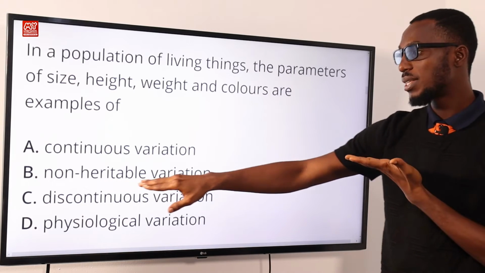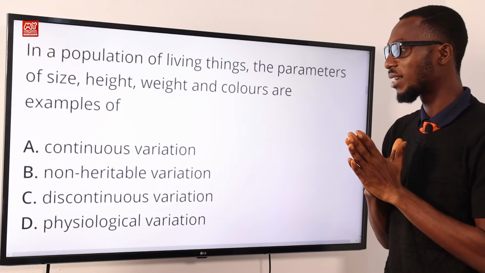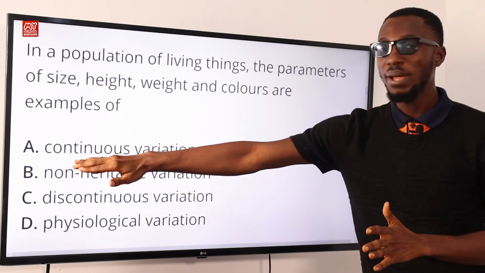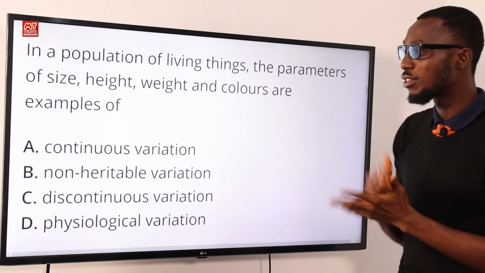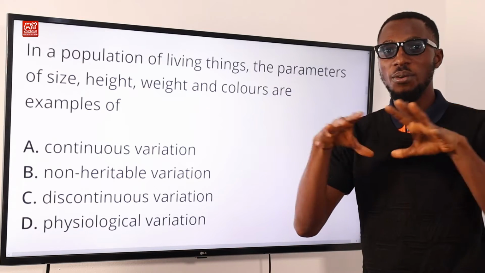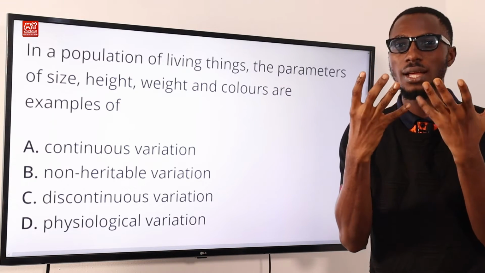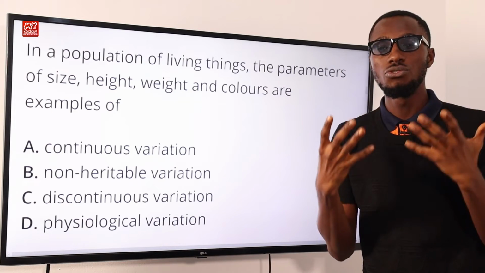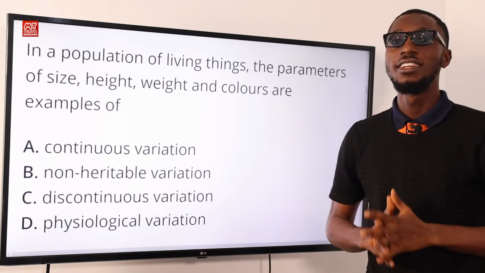Let's look at non-inheritable variation. That is not even what we are trying to pass on here. So the best option here is option A for continuous variation. It is something that there is always a contrast in this physical or visible trait. So the correct option here is option A.